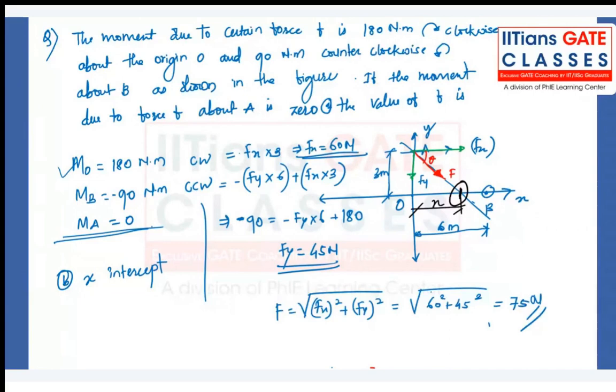So in order to get that, you should know the value of theta. Theta is equal to what? Theta is equal to tan inverse of Fy by Fx. Correct. So Fy is 40, Fx is 60. So I hope you should get it as 36.86.